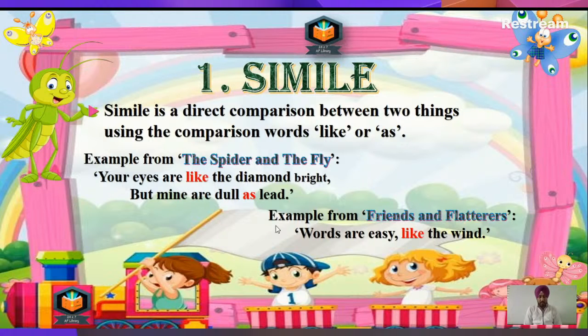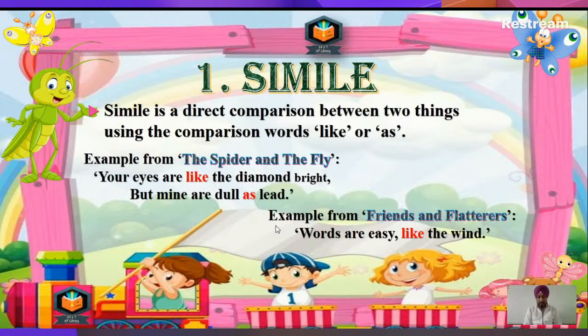So this is simile. The simile literary device is there in this line, but mine are dull as lead. Here also there is a comparison between eyes and lead. Both are shown dull using the word as. So simile is direct comparison by using the words like or as.